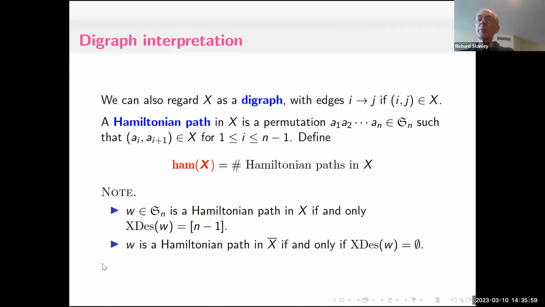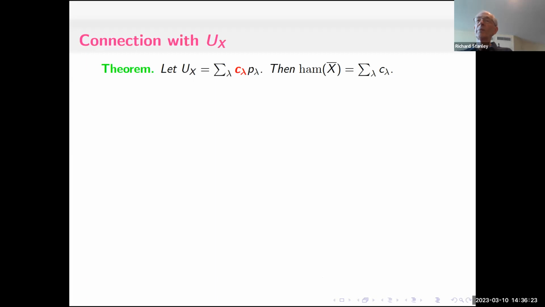Similarly, W is a Hamiltonian path in the complement if and only if its X descent set is empty. This would be a Hamiltonian path in the complement if none of these pairs were a directed edge in X. So the X descent set would have to be empty. Well, from that, we can see how we can read off the number of Hamiltonian paths in the complement and also in X in terms of UX.